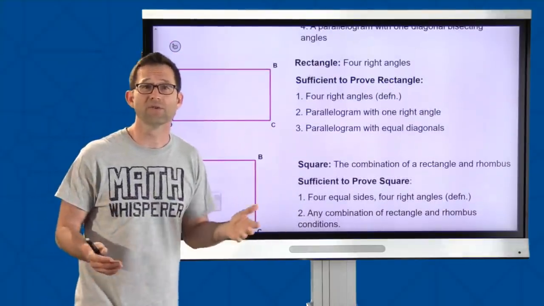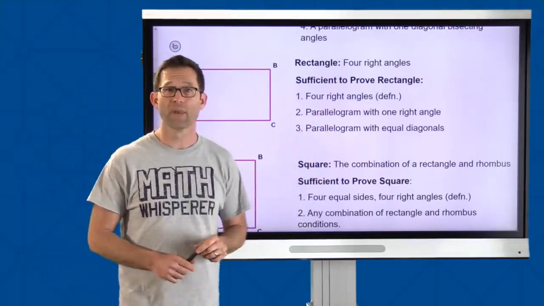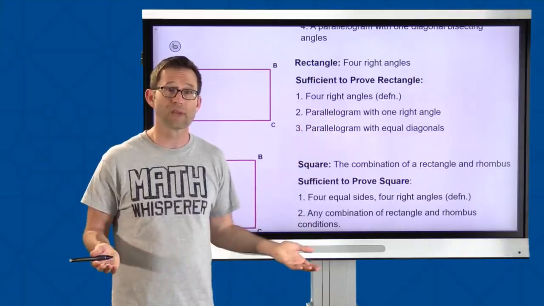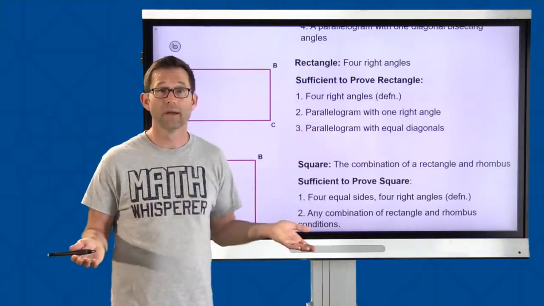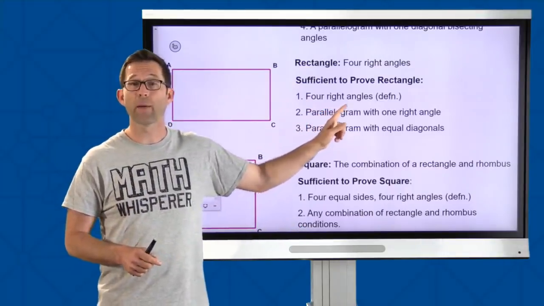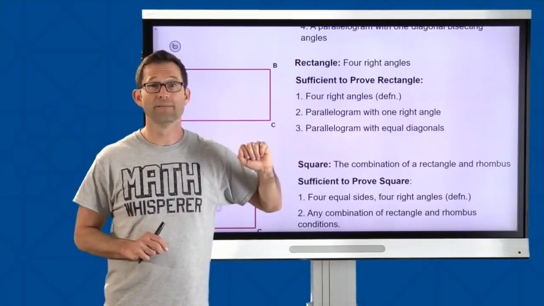I mean, they're so easy, they're so simple. And what's a rectangle? Well, it's a quadrilateral with four right angles. How do we prove something's a rectangle? Well, if we've got a quadrilateral and we're able to prove it's got four right angles, it's a rectangle. But if we already know it's a parallelogram, and we've proven that it's got one right angle, it's got to be a rectangle.